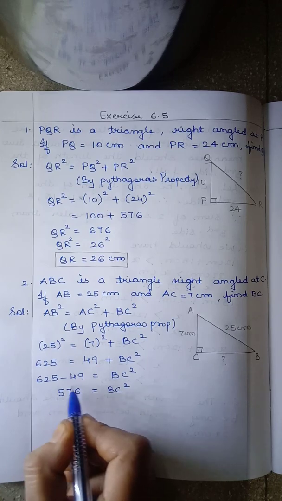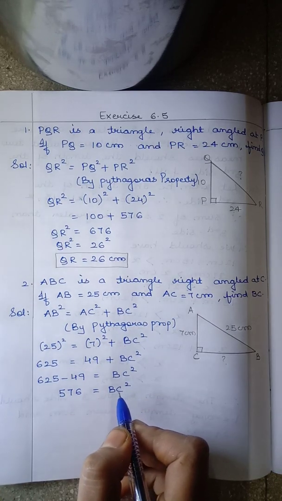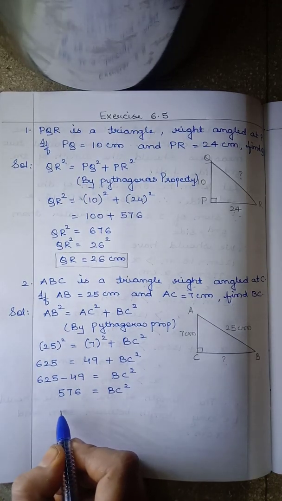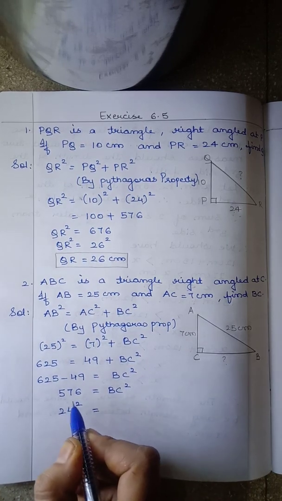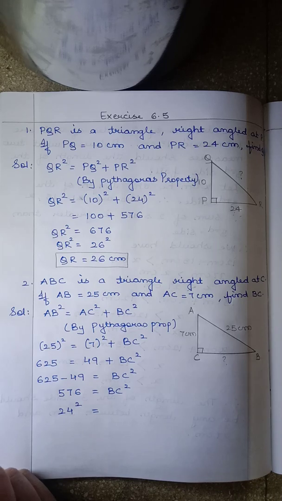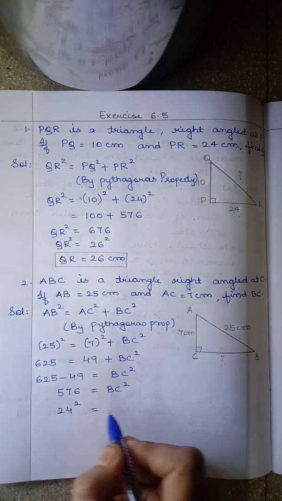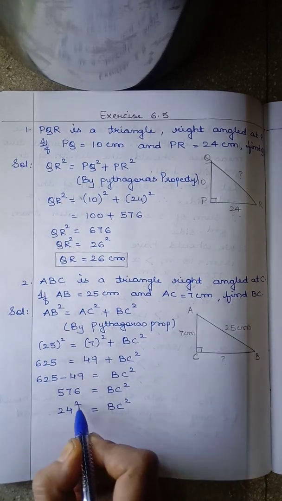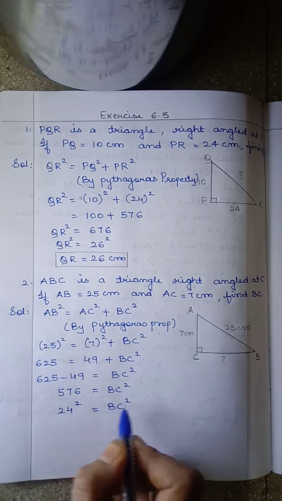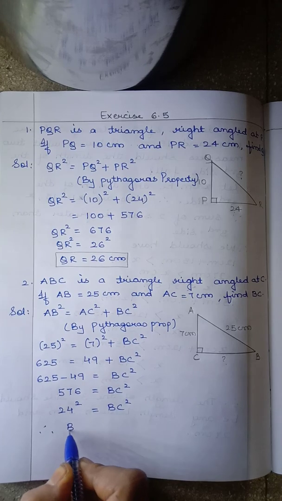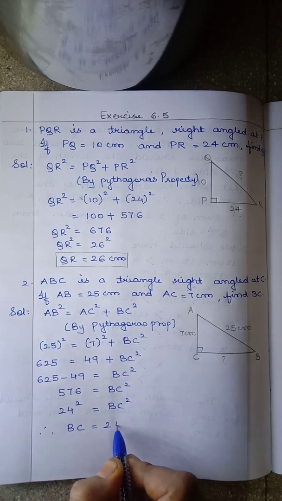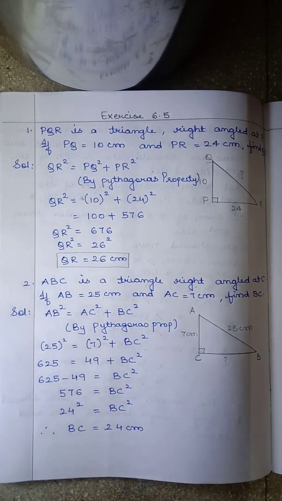Now 576 also bring into square form. If you multiply 24 into 24 you will get 576, so it is 24 square equal to BC square. The square is the same. When the powers are the same, the base also will be the same. So therefore BC is equal to 24 centimeter.